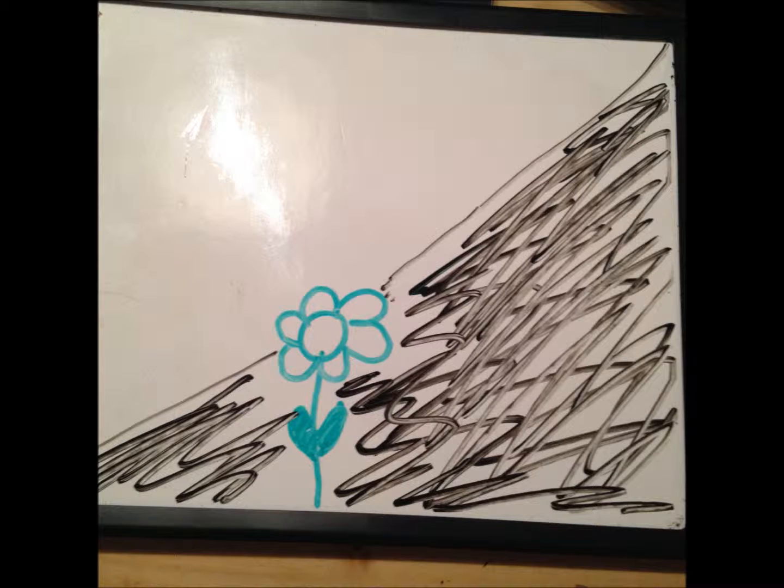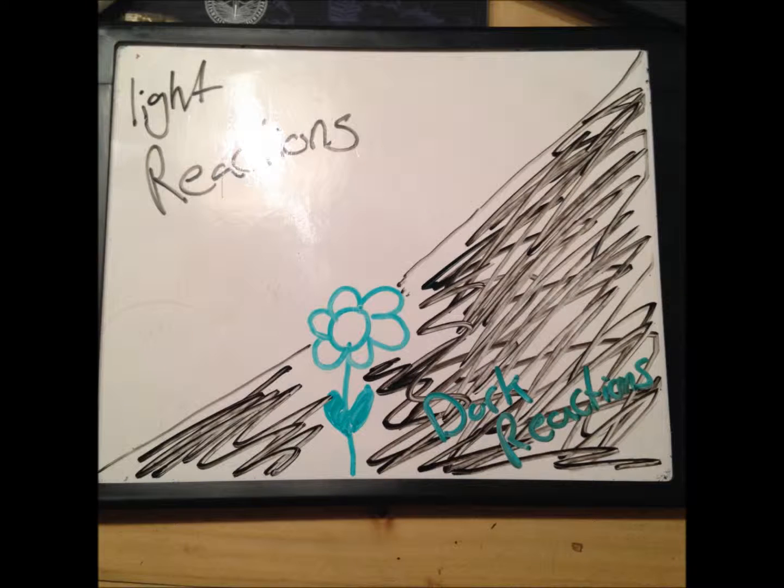Now, photosynthesis consists of two parts. The first part of this process consists of the light reactions, while the second is called the dark reactions, also known as the Calvin cycle. It's important to remember that the light-dependent reactions use sunlight and the dark reactions do not.